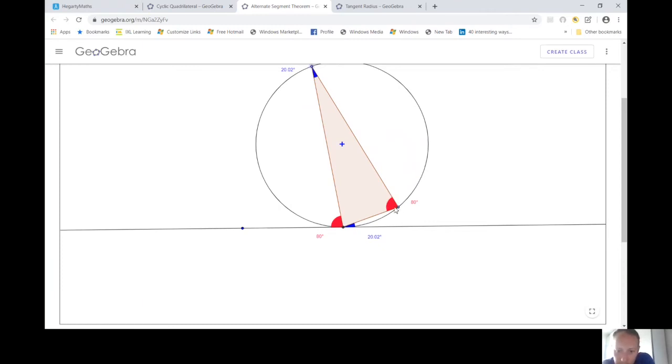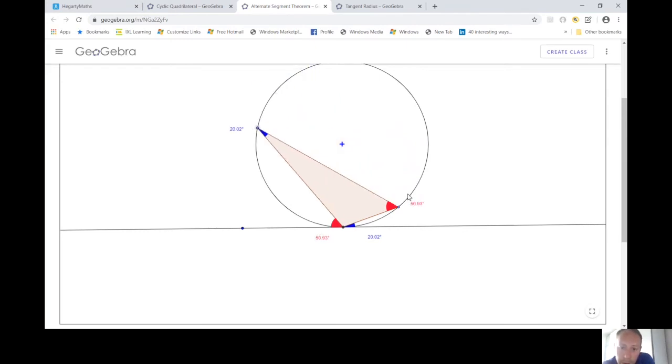So what do you notice? Which one's the same? So this one here, the red one, is the same as this red one. And the blue, this blue one underneath here is the same as this blue one. This is called the alternate segment theorem. Basically, it comes from alternate means in the opposite position. So this one's on the outside at the bottom, and this one's on the inside at the top.